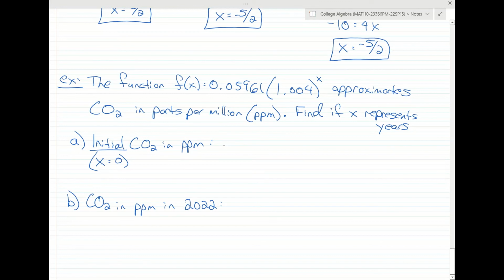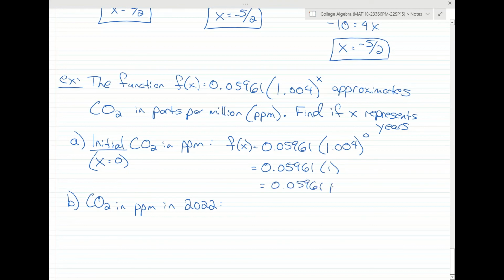all this means is that we say X equals 0. So 0.05961 times 1.004 to the 0 power. What is anything to the 0 power? 1, very good. So it's just going to be 0.05961 times 1, or 0.05961 parts per million. Simple.